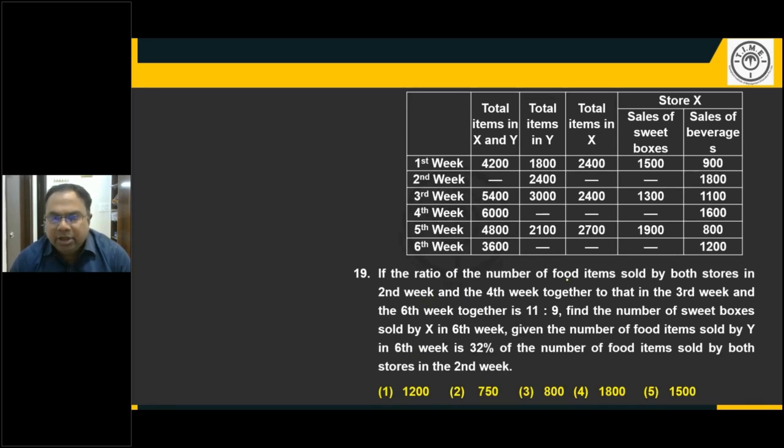Look at 19th question. Ratio of number of food items sold by both stores in second and fourth week to that of third and sixth week. Total food items, second week and fourth week. I don't know second week how many, X, plus fourth week 6,000. So second and fourth week is X plus 6,000. Third week and sixth week, 5,400 plus 3,600, 9,000. The ratio is 11 by 9. X is equal to 5,000.